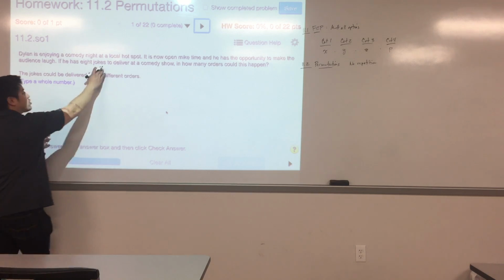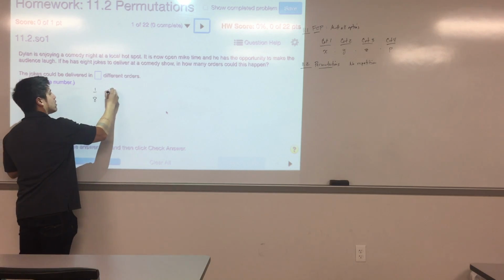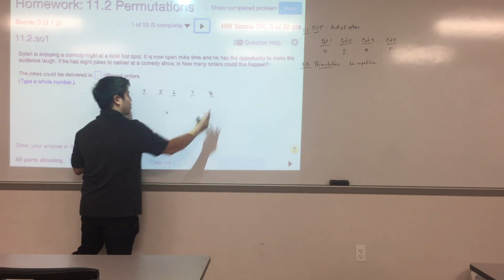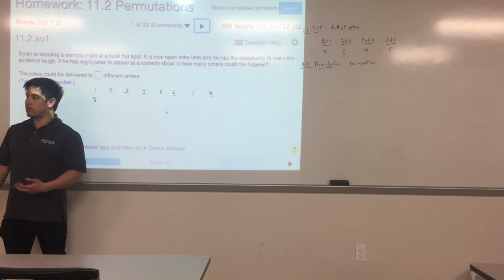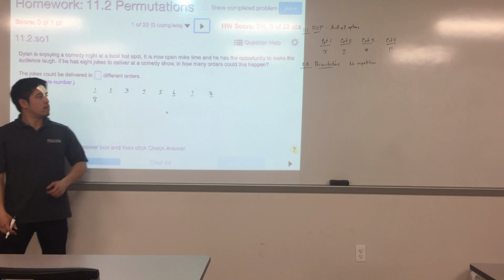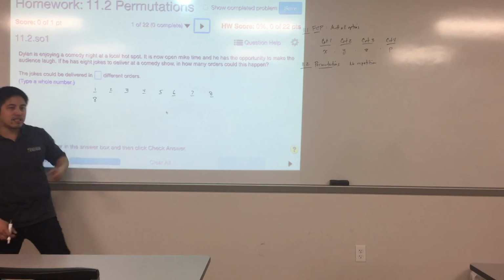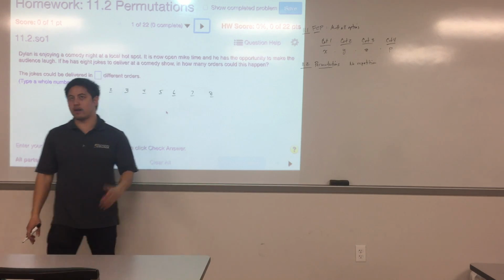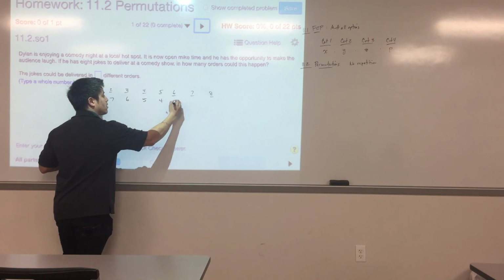So if we have 8 jokes to deliver, we have essentially 8 categories. Does that make sense? When he stands up to tell his jokes, the first joke he tells, how many choices does he have to pull from? 8. But after he tells that first joke, is he going to have 8 more choices? No, because nobody wants to hear the same one twice, or usually they don't. Then what? 7. Then 6, 5, 4, 3.